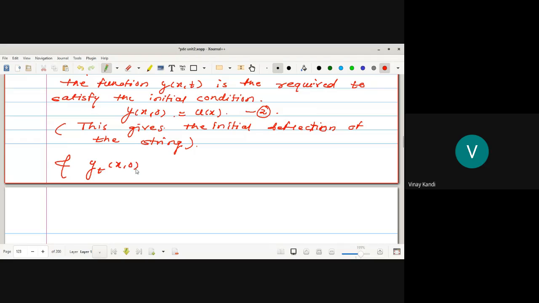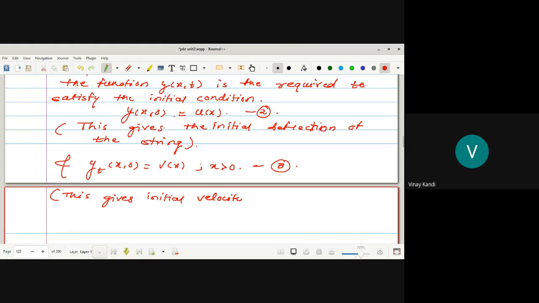And y_t(x,0) is equal to v(x), where x is greater than 0. Give it equation number 3, and this gives the initial velocity of the string. Okay, and these are the two initial conditions.